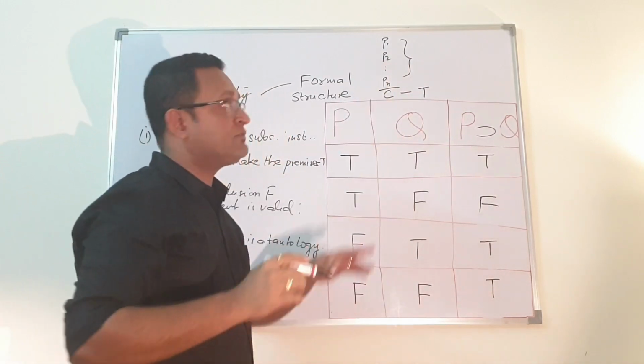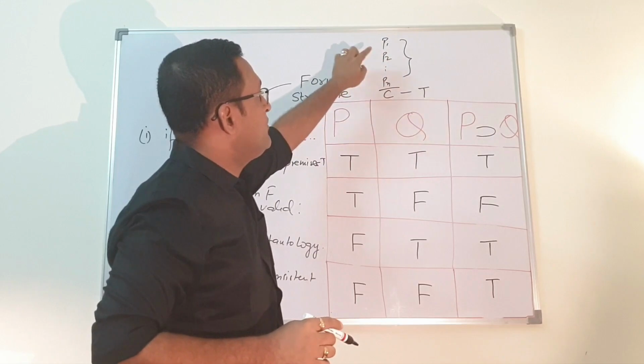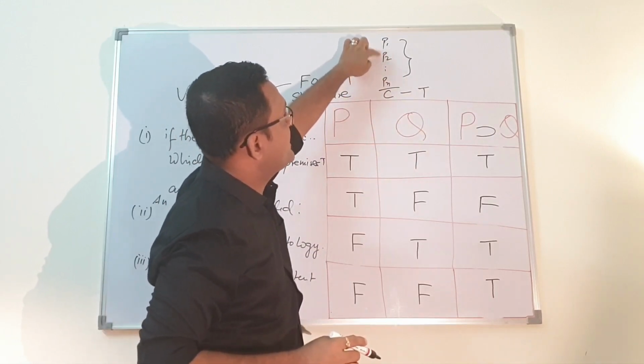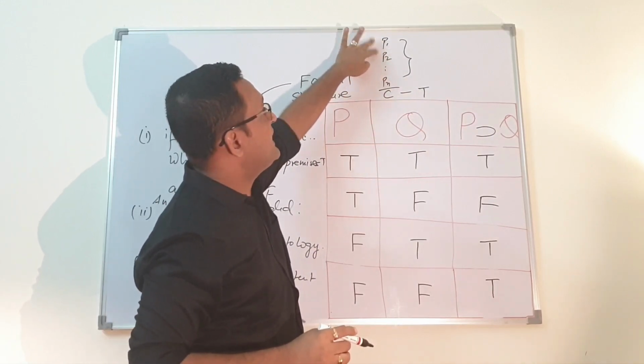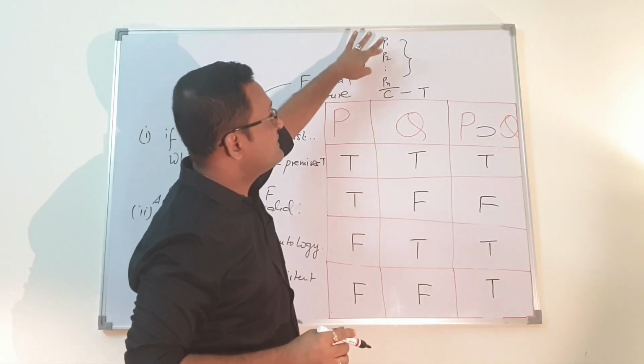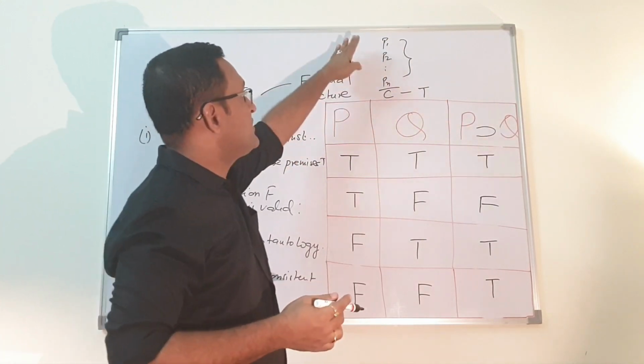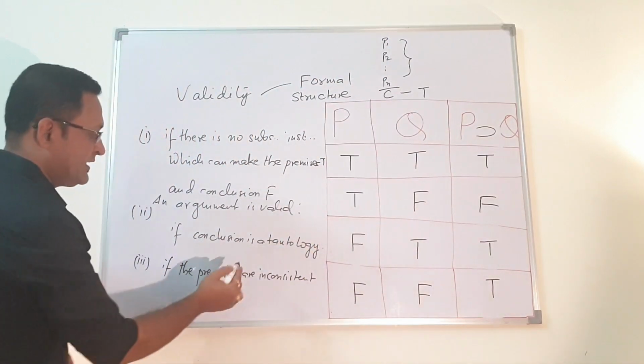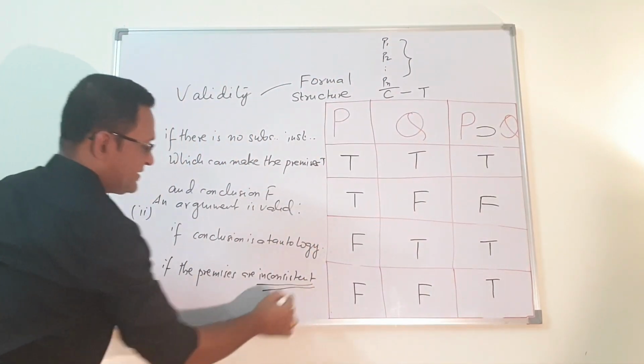If P1 is true, then suppose P1 and P2's value is negation of P1. Okay, so they can never be true. If P1 is true, then P2 will be false. If P1 is false, then P2 will be true, and so on. So if the premises cannot be true together, that is what is meant by inconsistent.